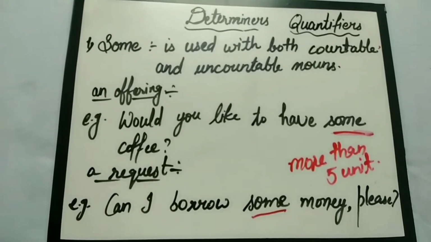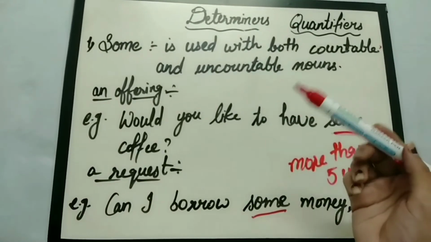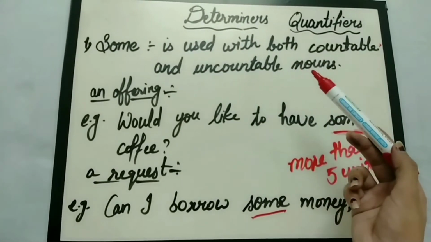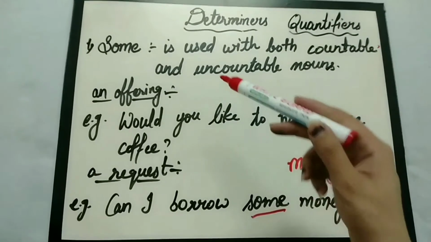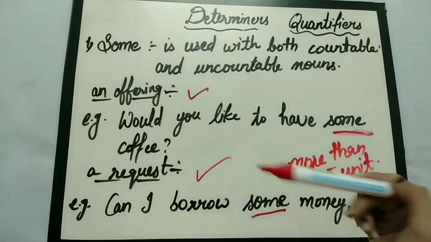But if the quantity is equal to 5 or less than 5, then you will use some other quantifier, about which we will discuss later. So with this we have finished the use of some. I hope you understand. Some is used with both countable and uncountable nouns. It is also used when you are making an offering and when you are making a request.